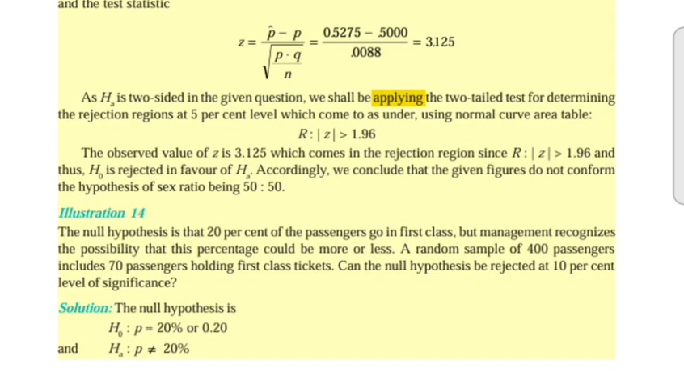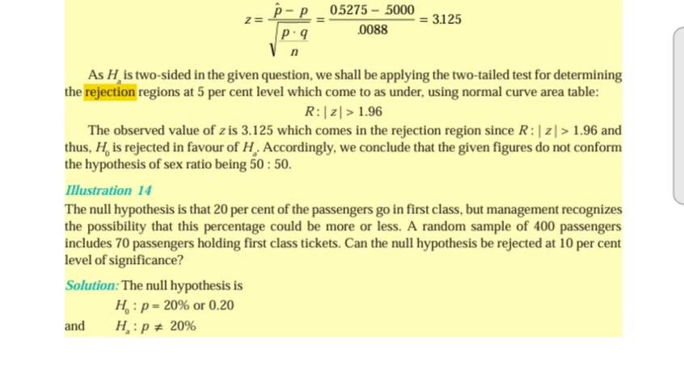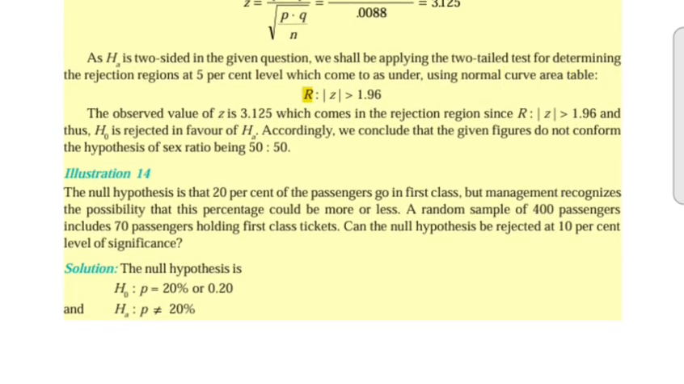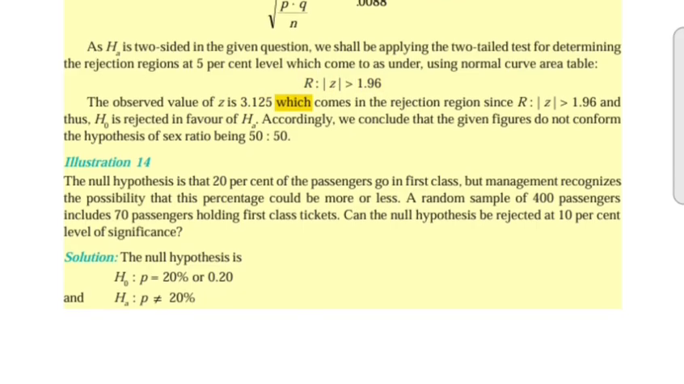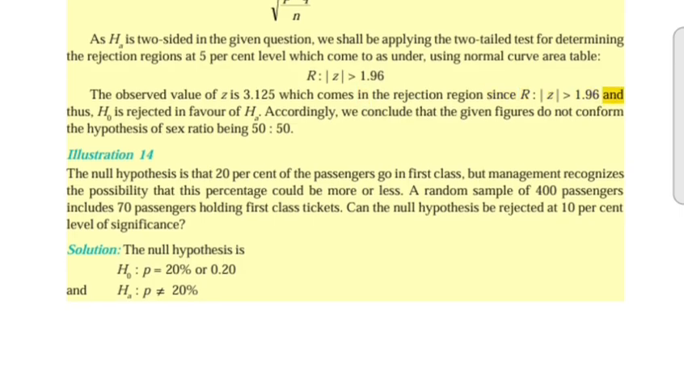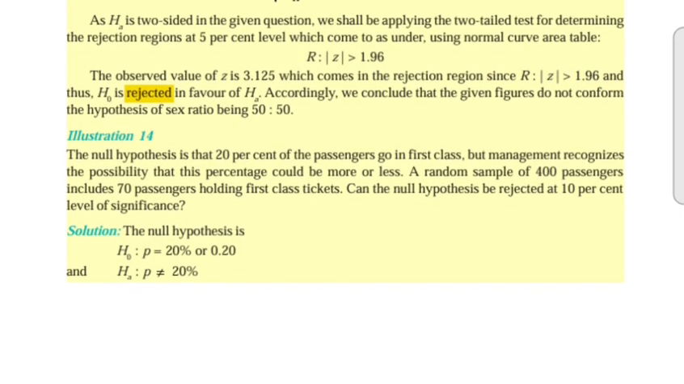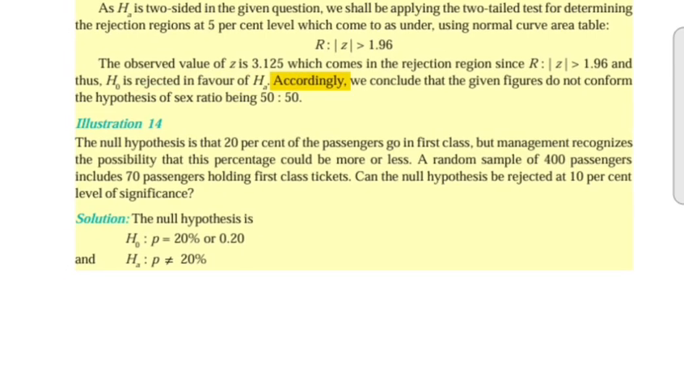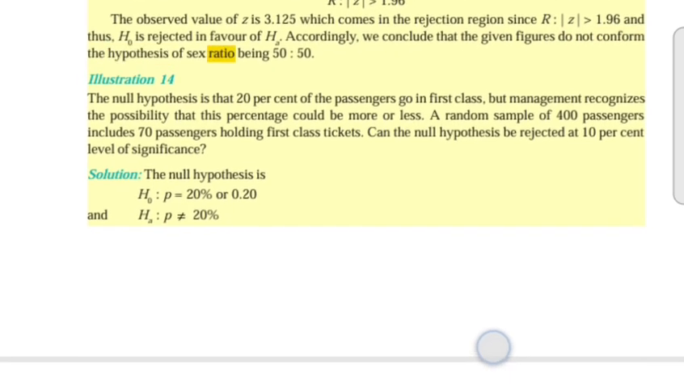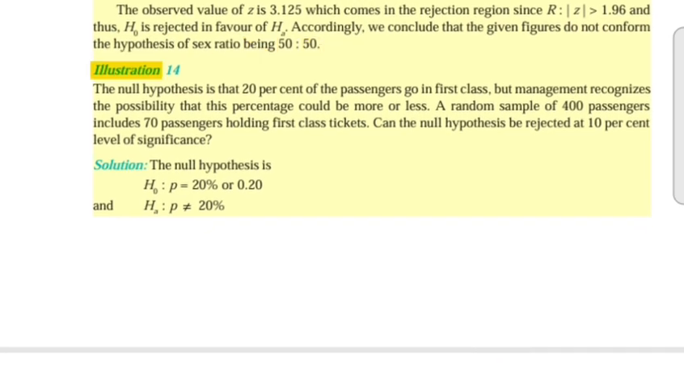As Ha is two-sided in the given question, we shall be applying the two-tailed test for determining the rejection regions at 5% level, which come to as under, using the normal curve area table: R: |Z| greater than 1.96. The observed value of Z is 3.125, which comes in the rejection region since |Z| is greater than 1.96, and thus H0 is rejected in favor of Ha. Accordingly, we conclude that the given figures do not conform to the hypothesis of the sex ratio being 50-50.